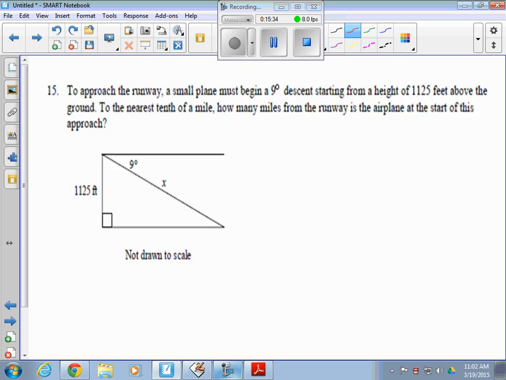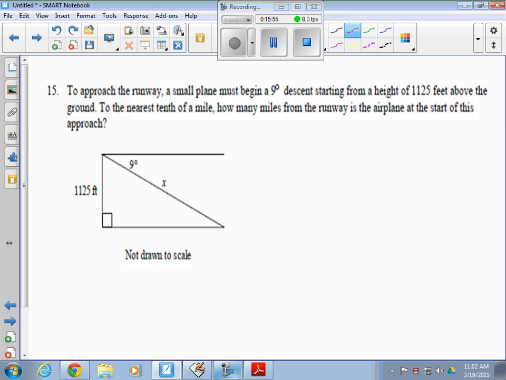Number 15 says to approach the runway, a small plane must begin a 9-degree descent starting from a height of 1,125 feet above the ground. To the nearest tenth of a mile, how many miles from the runway is the airplane at the start of this approach? So we're looking for this value here.